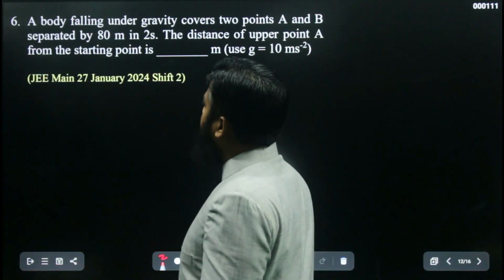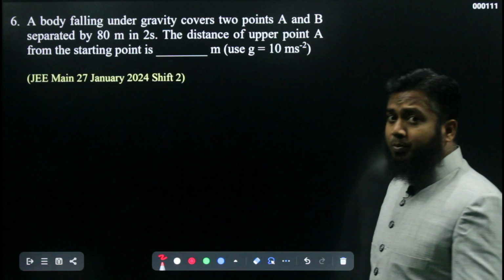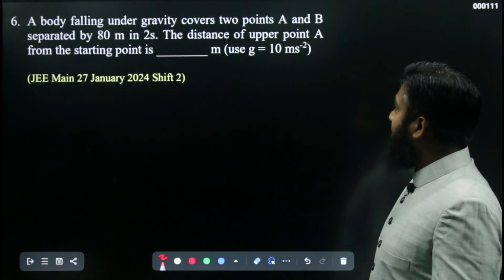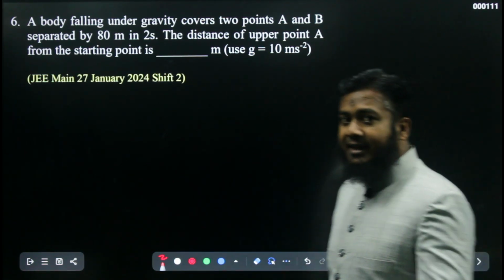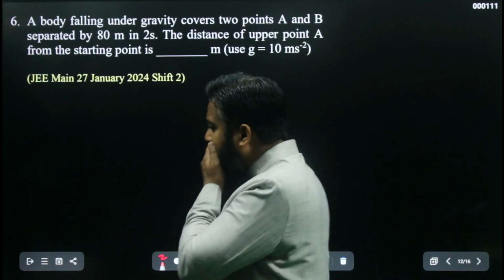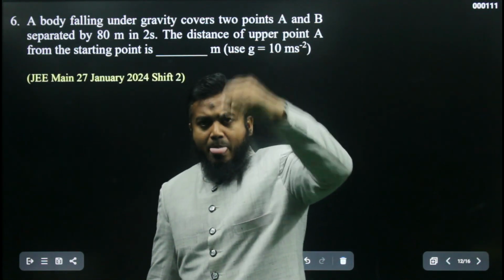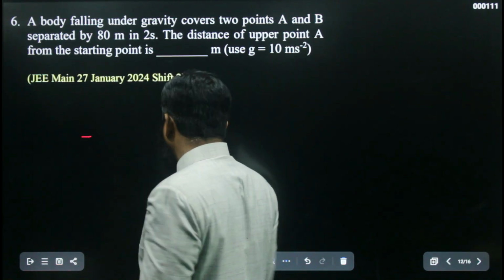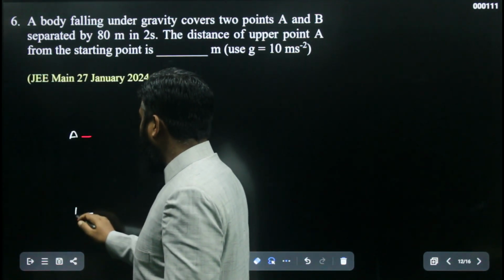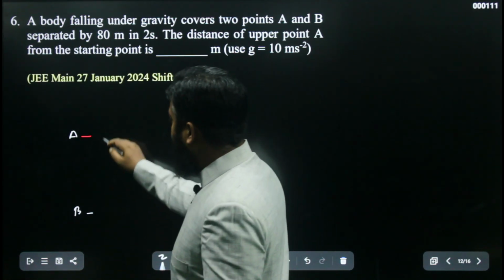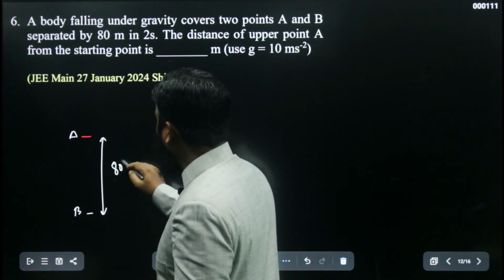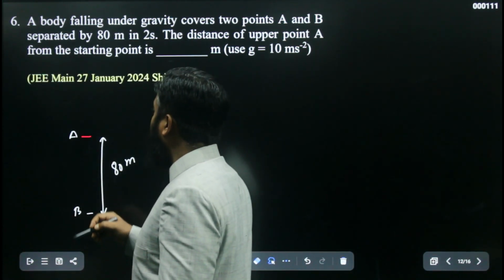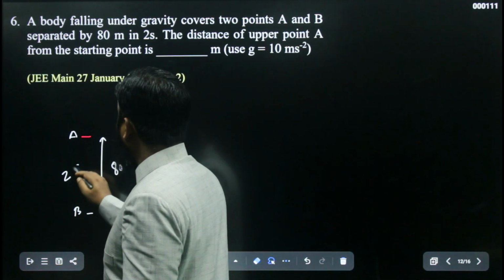In this question, it says a body falling under gravity covers 2 points A and B separated by 80 meter in 2 seconds. The distance of upper point A from the starting point is in meter. Okay. So something is falling, and during its fall, it passes 2 points. Say first point is A and the second point is B. These 2 points are separated by a distance of 80 meter, and the duration the particle takes in going from A to B is 2 seconds.